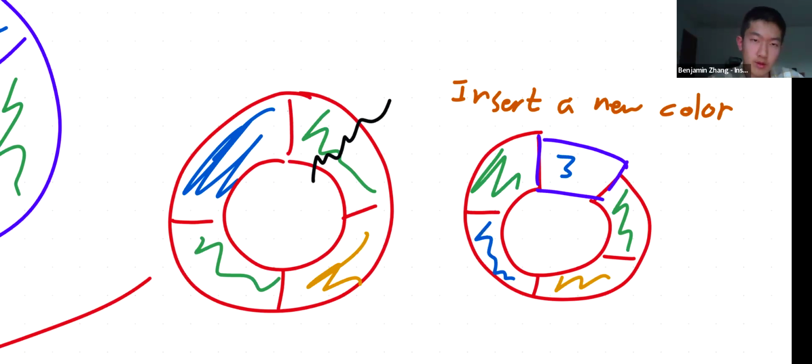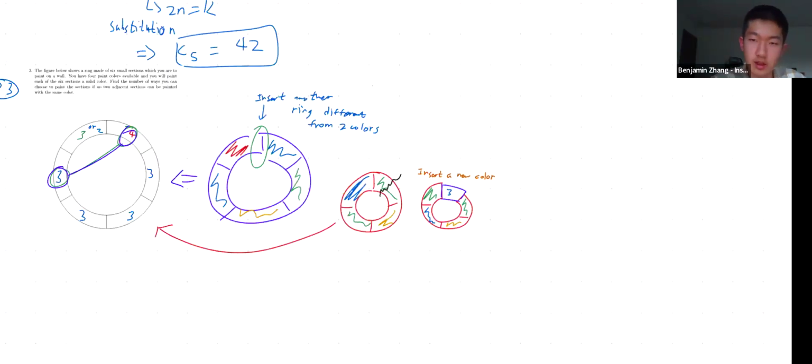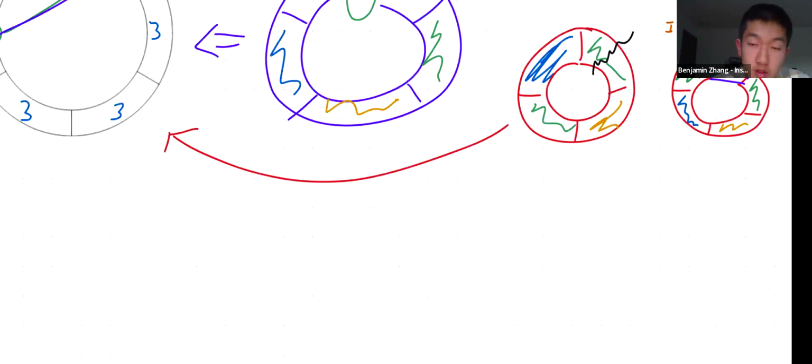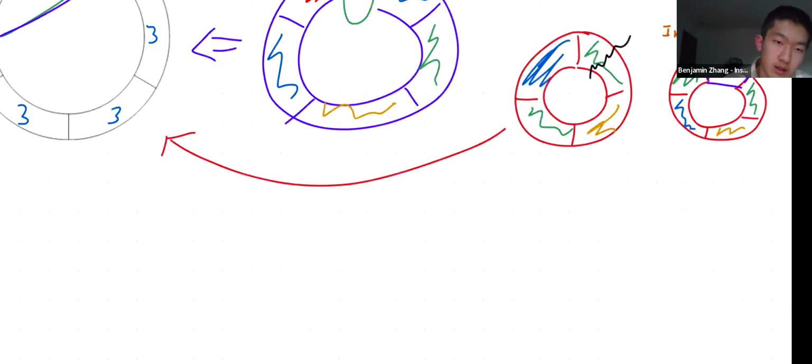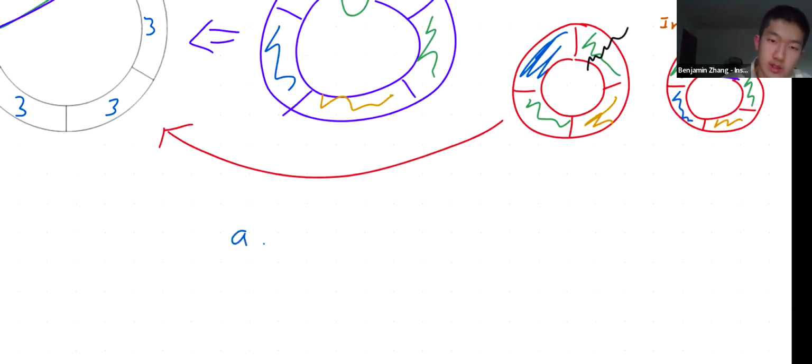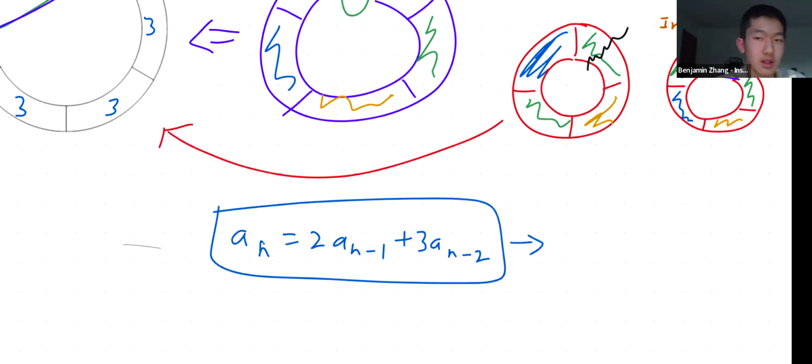So now you have a recurrence relation, and it should not be hard to find the actual solution. If we let it denote a of n, it's equal to 2 times a of n minus 1 plus 3 times a of n minus 2. This is a recurrence relation, and you can solve this with the initial conditions like a1. No, you can't even use a1. You have to use a2, which should be equal to 12. And you can continue on from there.